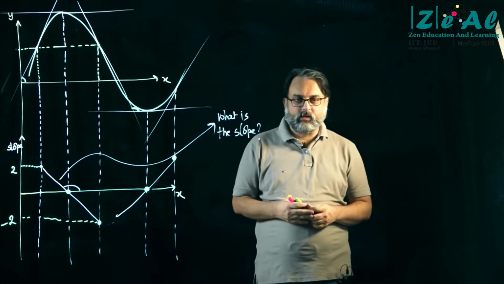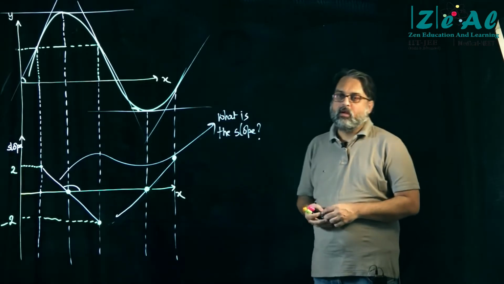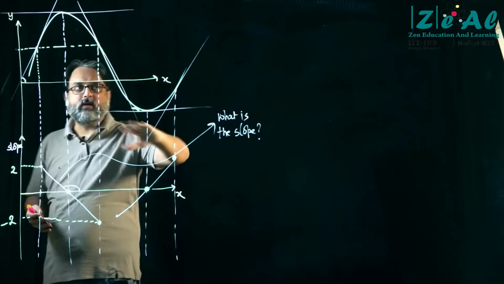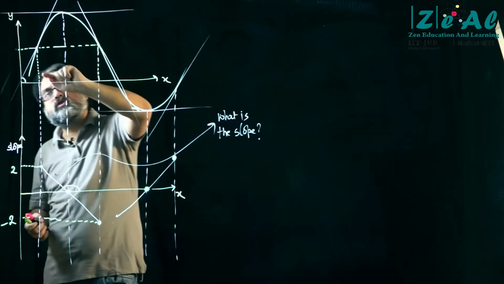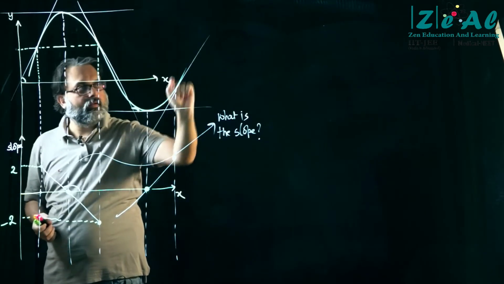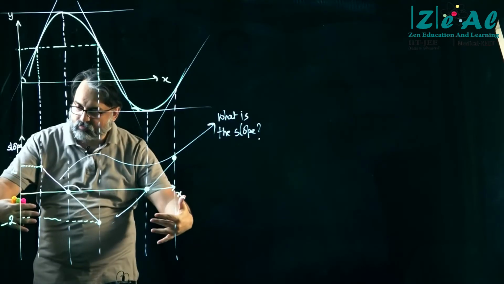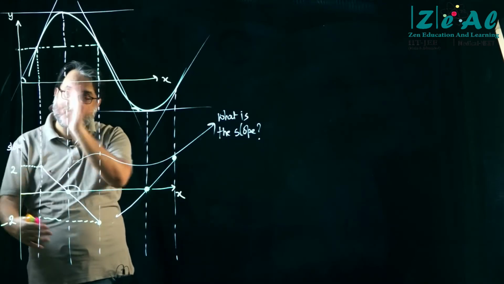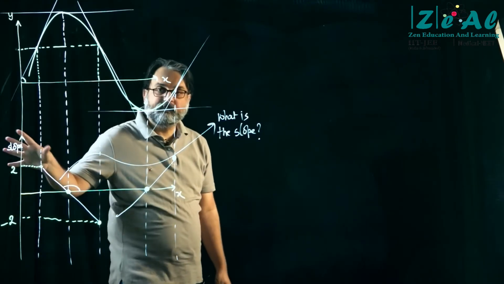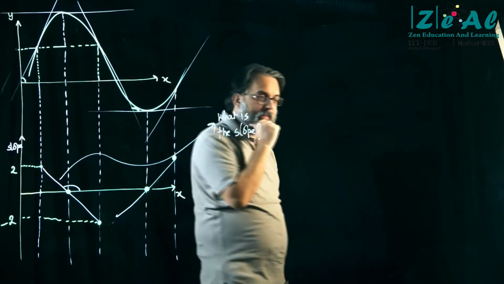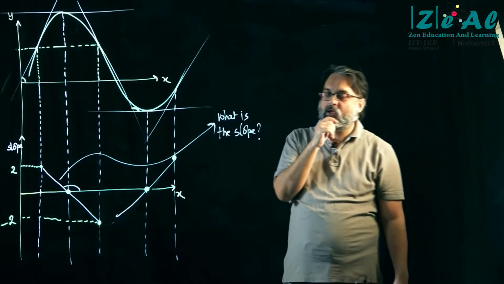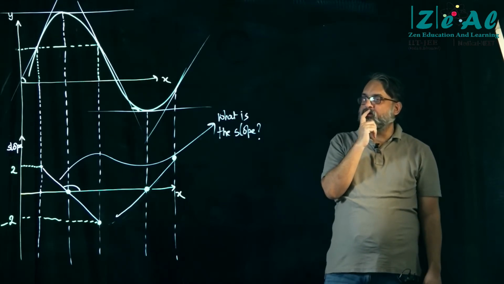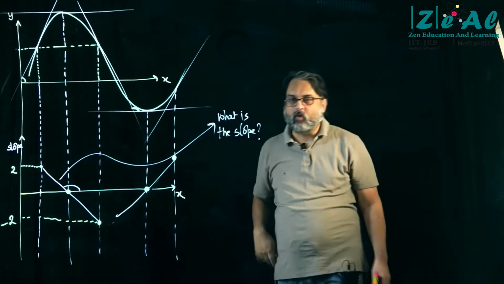Can anybody guess? So I have a graph, okay? I have a graph and I find out the slope of the graph at every point, and then I draw another graph where on the x-axis I keep it as x, but on the y-axis I plot the slope. Can anybody guess what is the meaning of this slope? No? Okay, let's see.